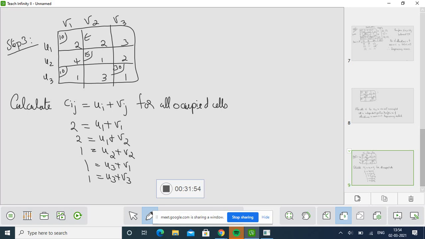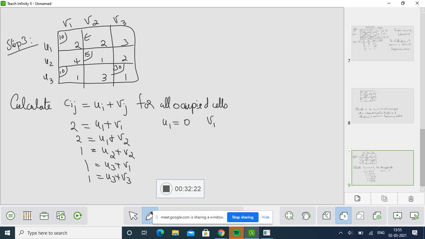Now you can ask, what? U1 is occurring twice, V2 is occurring twice, V1 is also occurring twice, U3 is occurring twice. Yes, your choice. It is your choice to choose one variable which occurs the maximum number of times to be put as 0. For simplicity, let us put U1 equal to 0.